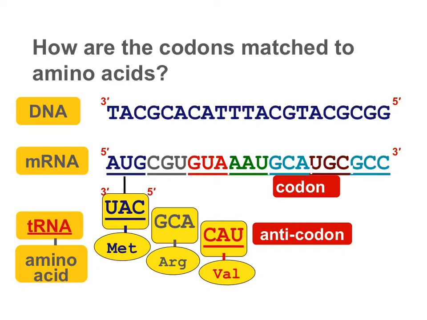So for the actual reading of the amino acid chart, again, you would never have to memorize any of that. You simply need to know how to use the chart, and it always uses the mRNA strand.